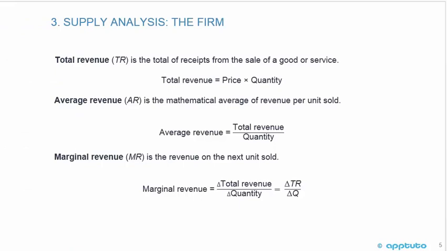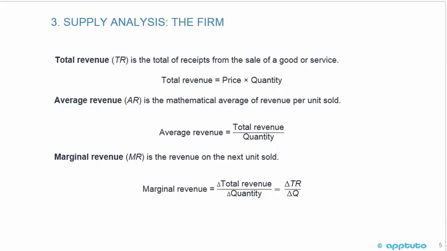quantity. Well, that last slide was a nice little summary, but if you're just learning some economics for the first time, this blows it out a little bit bigger font and a bit more detail. So the total revenue, again, is the total receipts from the sales of goods or services. Total revenue equals price times quantity. We should know that. Average revenue is the mathematical average of revenue per unit sold. So that's just our total revenue divided by our quantity.